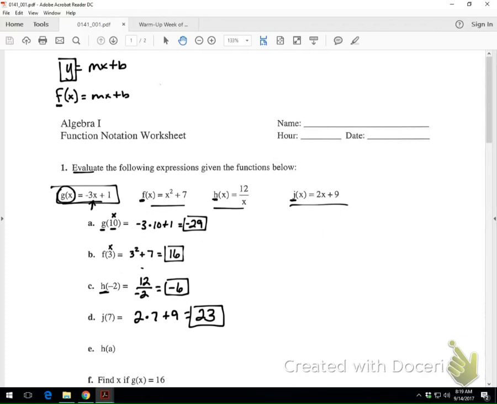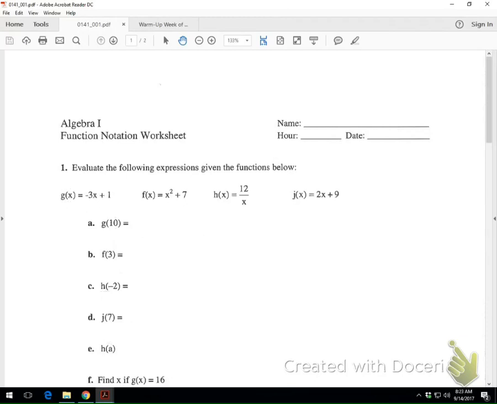Okay, now h of a. Now, it gives you h of a. Well, there's really supposed to be an x right there. So you would look at it like this: 12 divided by a. Just plug the a in for x. That's it. You can't do anything further, right? Because you can't solve 12 divided by a. So you just change out the letters. I know that one kind of sounds confusing, but you'll be alright.